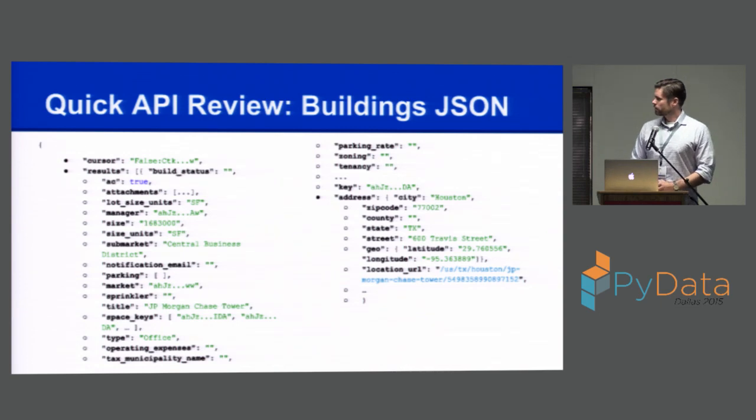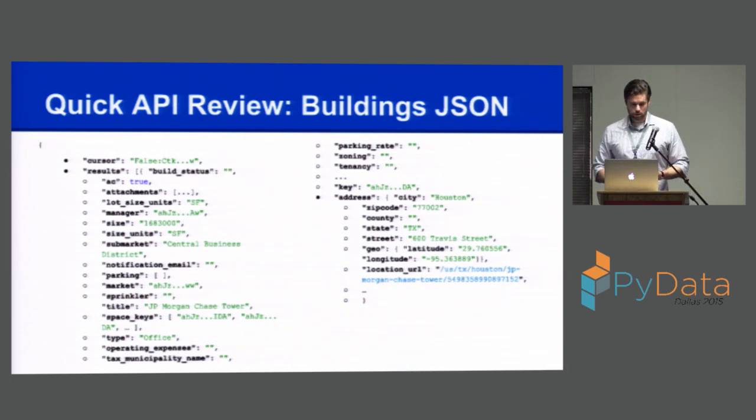Okay, so that's kind of hard to read, but let me roll through it because there's some interesting stuff. This, again, is a representation of a building, a physical structure. So you have a Boolean: does it have air conditioning? How big is it? What are the units that we're measuring its size in? What's the submarket that it's in? Who do we notify whenever we need to communicate things about this building? What's the parking look like? What market is it in? Does it have sprinklers? What's the building called?